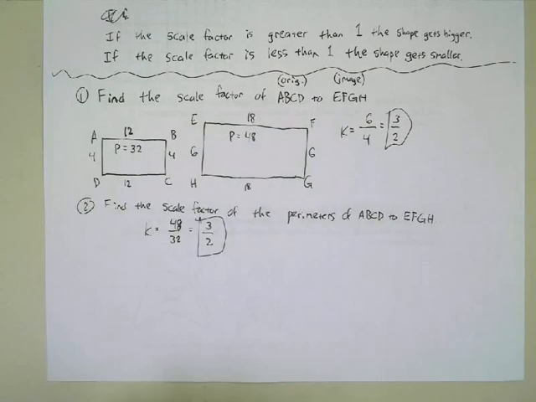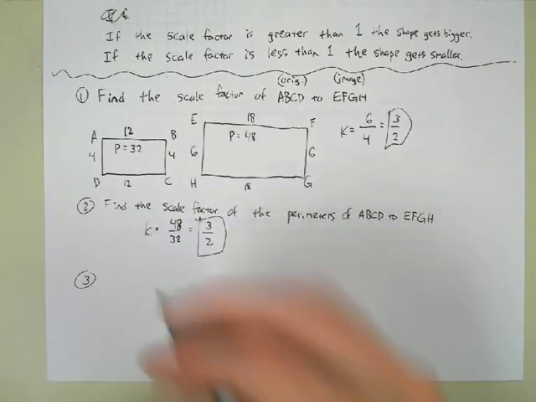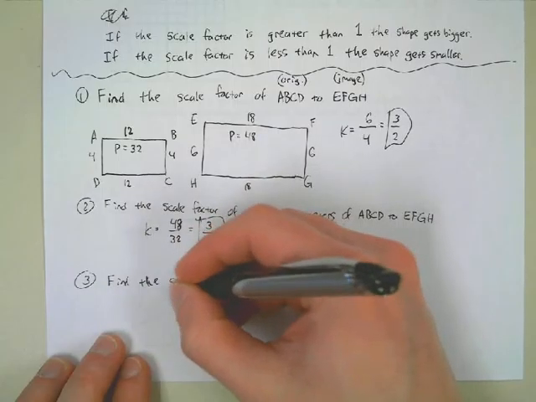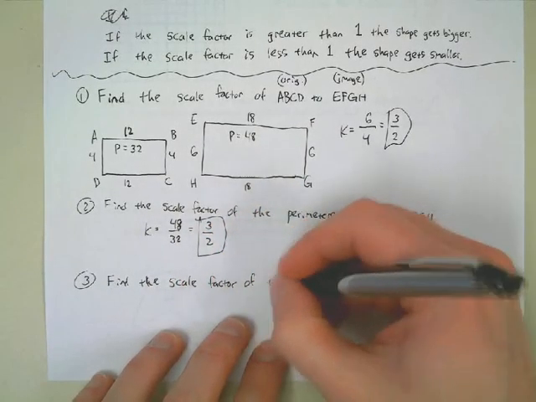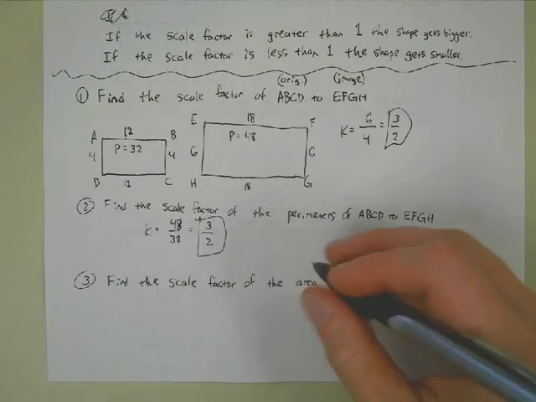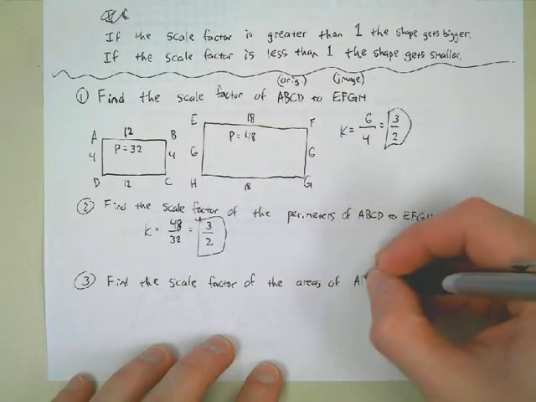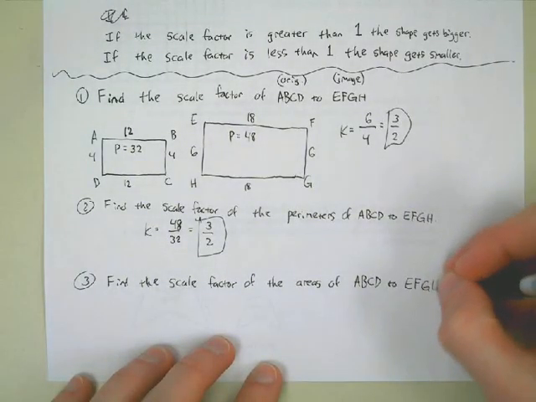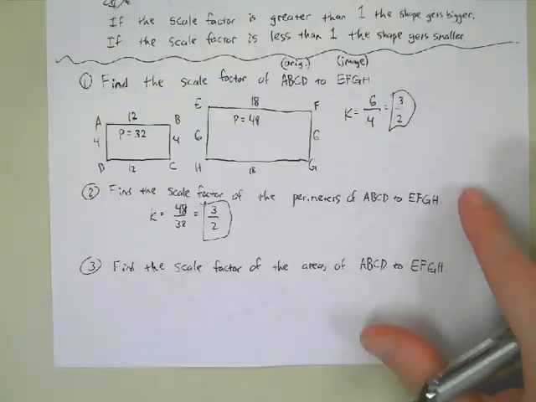Okay. All right. Last relationship I want to look at is the scale factor of the areas. Yes, we can do that too. For rectangle folks, we should know that. No problem. But if you don't, well, now you do. It's been a while since we covered this kind of stuff, like area and perimeter. Area, that's right. All right, so we're going to find the scale factor of the areas of ABCD to EFGH.